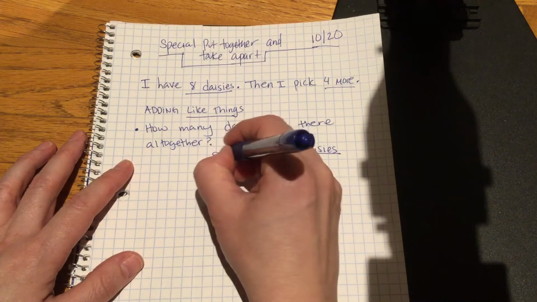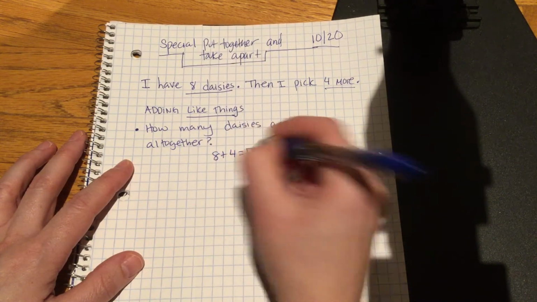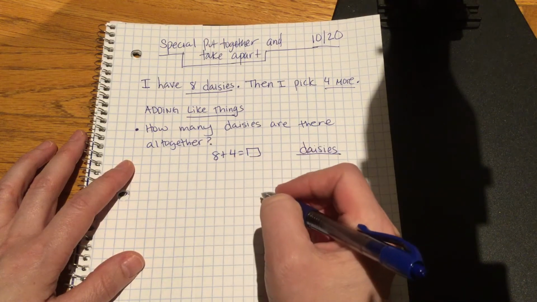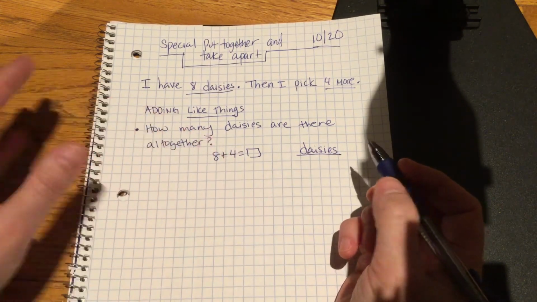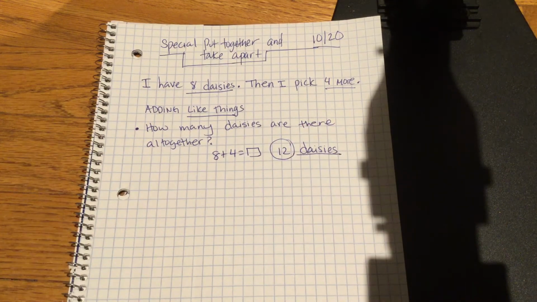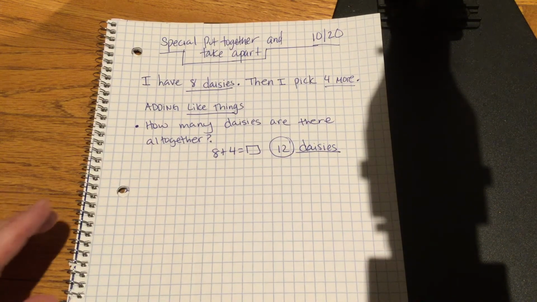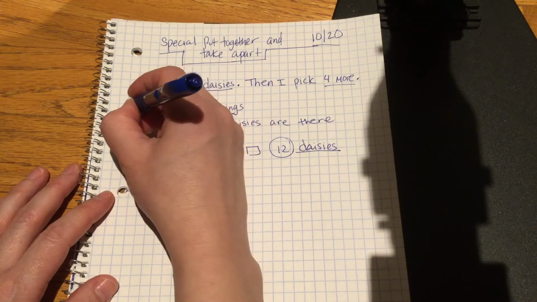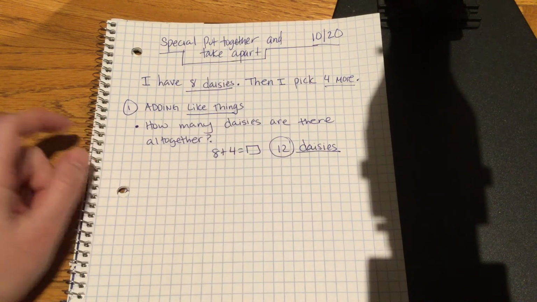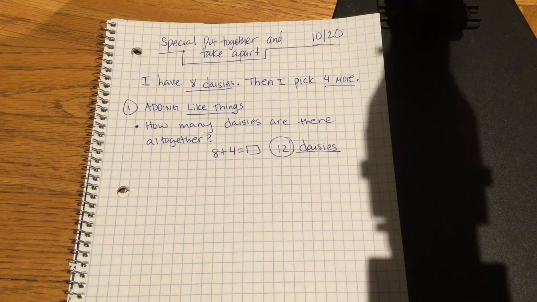Okay, we can say 8, write out the equation to get some practice. And 8 and 4, 8, 9, 10, 11, 12. All right, so we get 12 daisies. All right, so this is one type of problem, adding like things. Now let's tune in to see how what I'm going to show you next is different than this one.